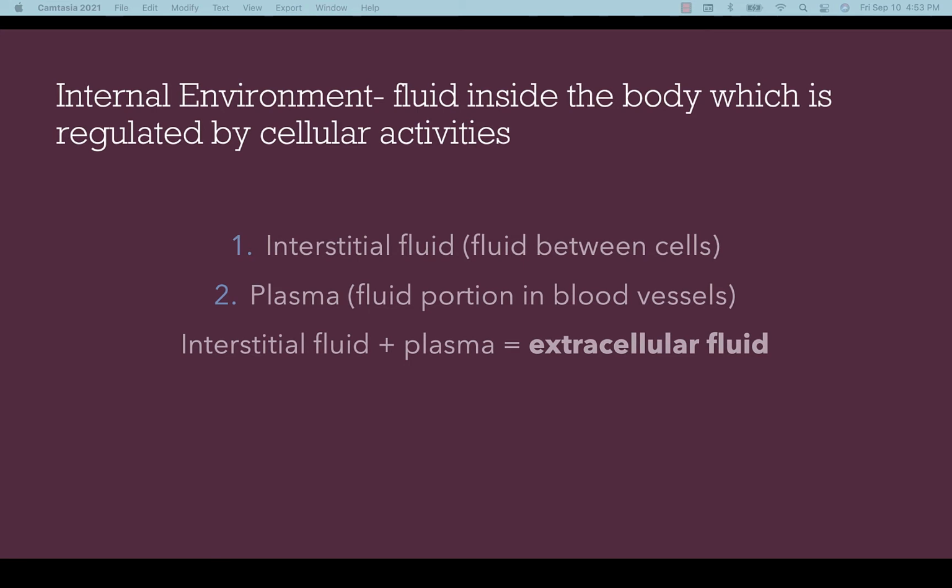Okay, so the internal environment is whatever the cell is interacting with. So the fluid inside the body has different compartments. Any fluid outside the cell is called the interstitial fluid because it's the fluid that the cells are bathed in. So it's between the cells. If it's a fluid inside the blood vessels, we call that plasma. And together, these make up the extracellular fluid that surrounds cells. This is the internal environment of the body that the cells are interacting with. Again, the extracellular fluid is that internal environment.